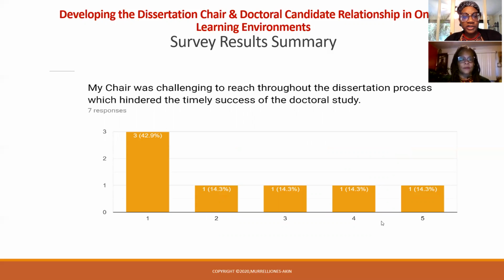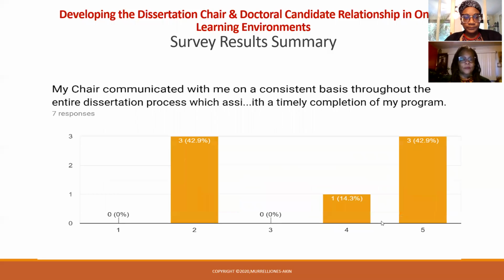So as it relates to the chair being challenging to reach throughout the dissertation process, we found that 42% of the participants indicated that their chair was not able to be reached easily throughout the process. And 57% felt that the chair was pretty easy to reach. Now, how did their chair communicate consistently? 42.9% disagreed and said that their chair did not communicate effectively, versus the 57.2% that shared that their chair did communicate consistently throughout the dissertation process.